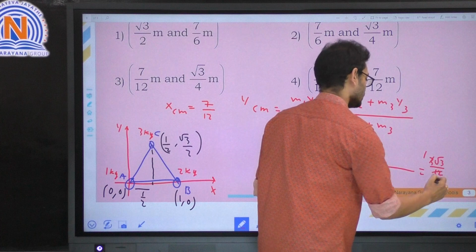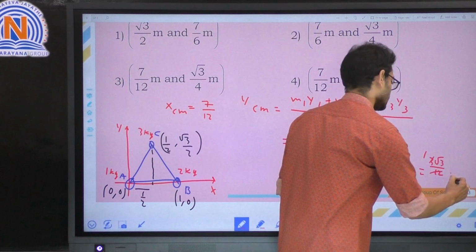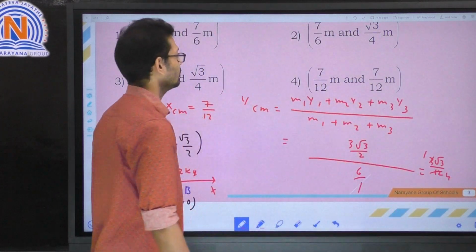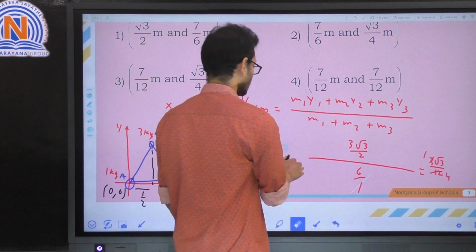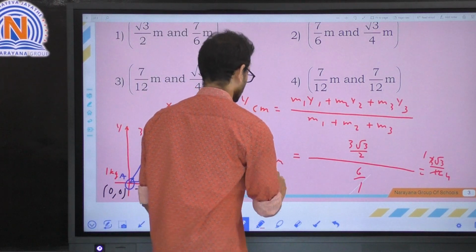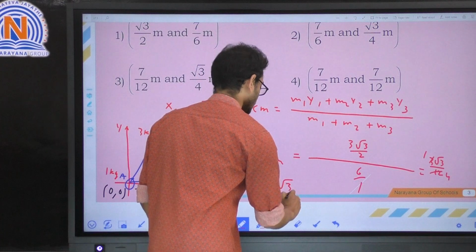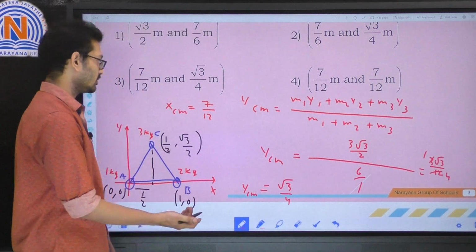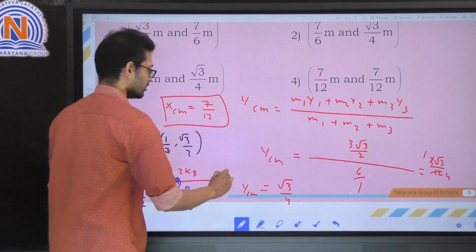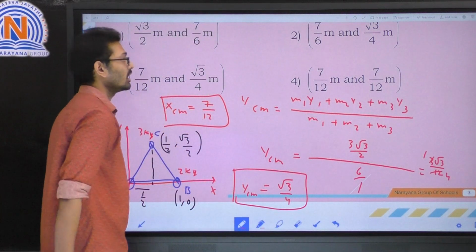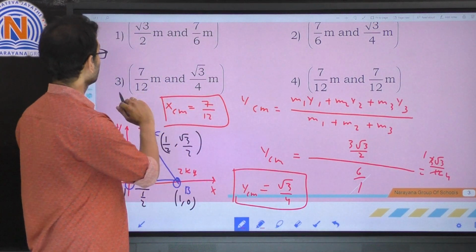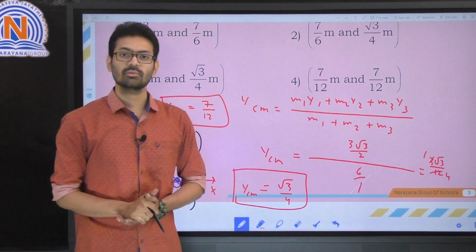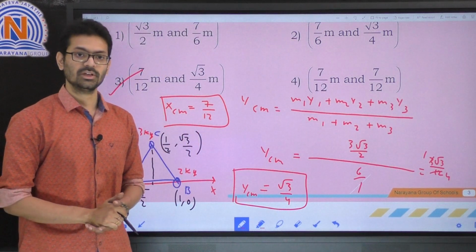Simplifying, 3 ones are 6, 4, so 3 by 4. So y center of mass is given as root 3 by 4. Okay, so hope this is helpful. Now x center of mass is 7 by 12 and y center of mass is root 3 by 4, and your option is 7 by 12 and root 3 by 4, option 3. Hope this problem is helpful for you. Let us meet in the next assignment. Until then, bye.